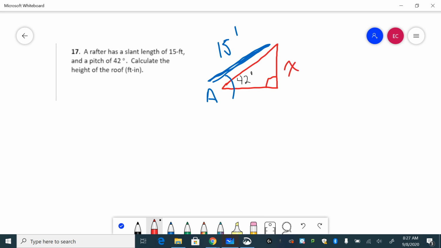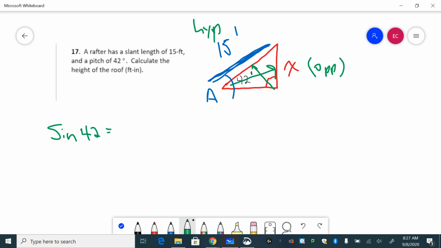So from angle A, that's your opposite side length over here. And across from 90 is your hypotenuse. So we're going to be using sine because I have to use opposite with hypotenuse. So sine, we now know the angle. So we're going to fill it in.